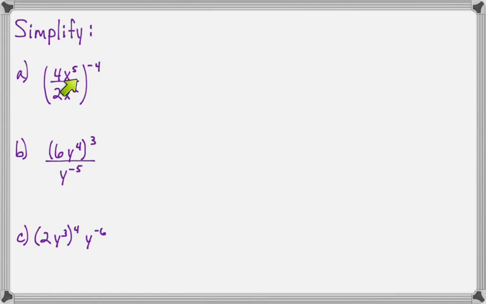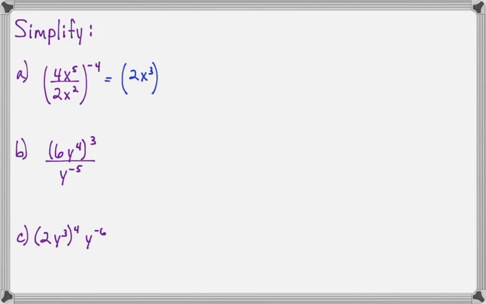We see here that we have a complicated fraction inside these parentheses. So before I start, I would like to simplify here. 4 over 2 will reduce to 2. And x to the 5th over x to the 2nd reduces to x to the 3rd. See, the 5 is larger than the 2, so 5 minus 2 is 3, and it goes in the top.